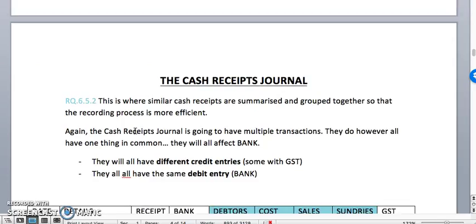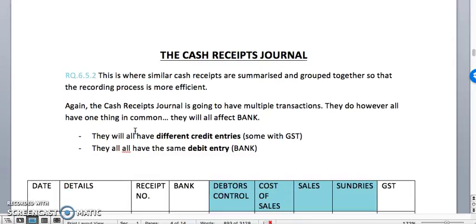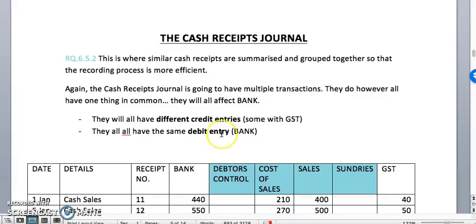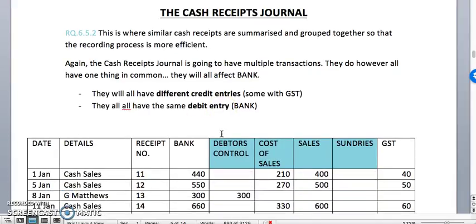So now we're going to have a quick look at cash receipts journal. Again, I'm going to go through this very, very quickly because it is exactly the same as what we've been doing. So similar cash receipts are summarized together. So instead of cash payments before, we've got cash receipts. So money coming into the bank.